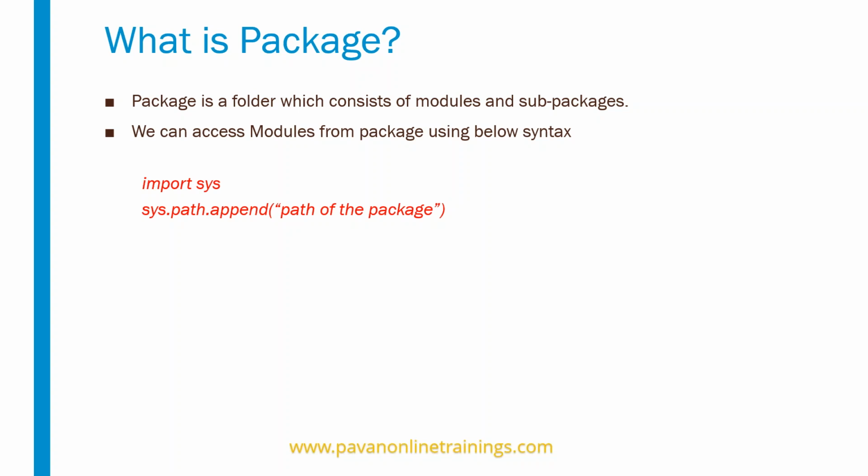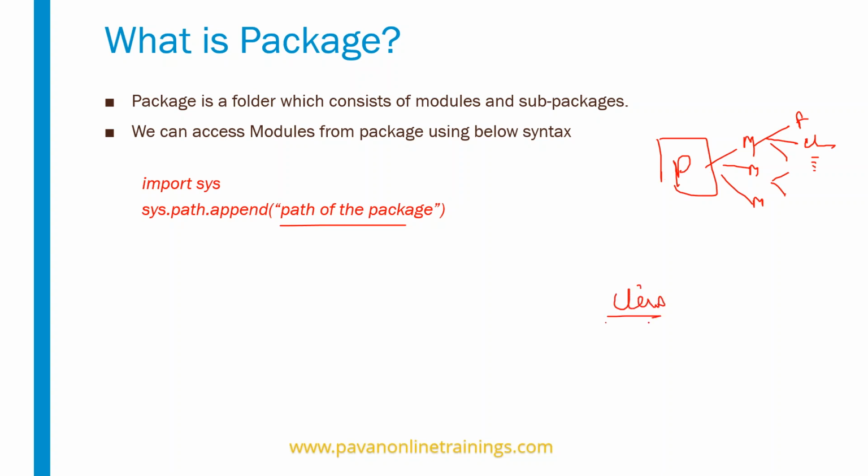So import sys, and from this particular sys module we have path.append. Here we need to specify the path of the package, where exactly it is. For example, here I have a package which contains multiple modules, right? And each and every module can contain multiple functions or classes, whatever we have. Suppose I want to access these modules from this package from my client program. I have to use this particular command.